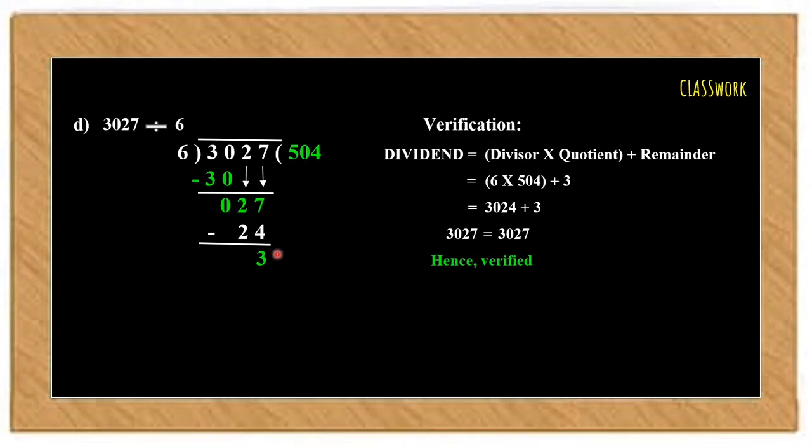Putting the values of remainder and quotient in our formula for verification, we get 504 multiplied by 6 plus 3. On multiplying in the rough column, we get 3024, which when added to 3 gives us 3027. This is nothing but again the dividend which we have in the question itself. Therefore, we write verified and we know that our long division method is correct.